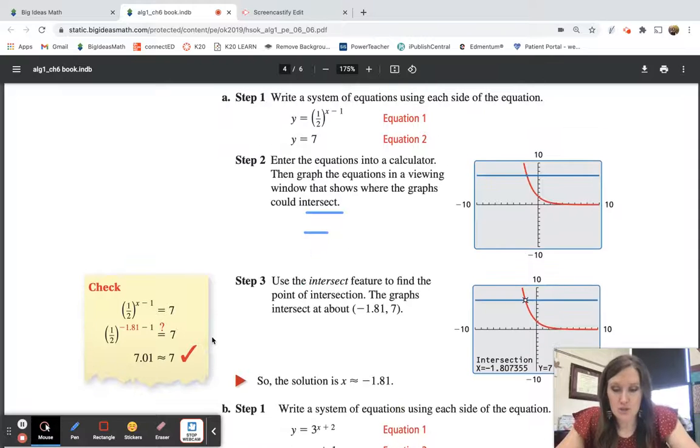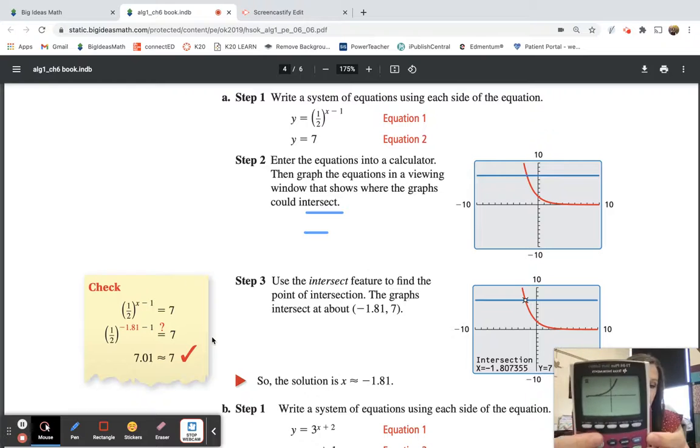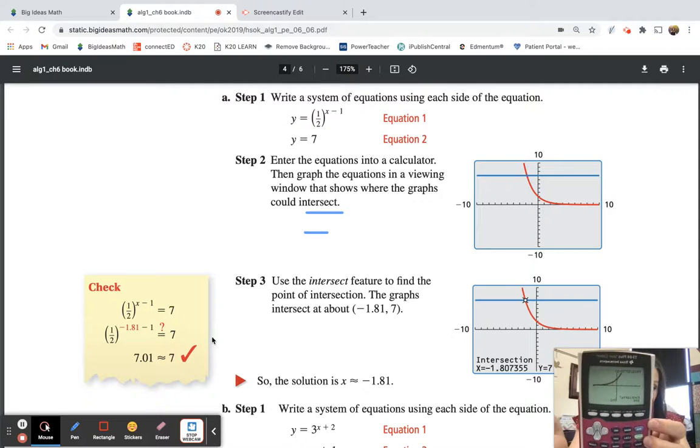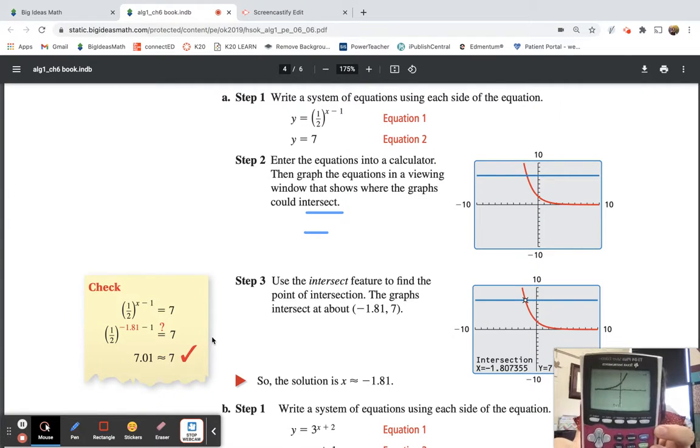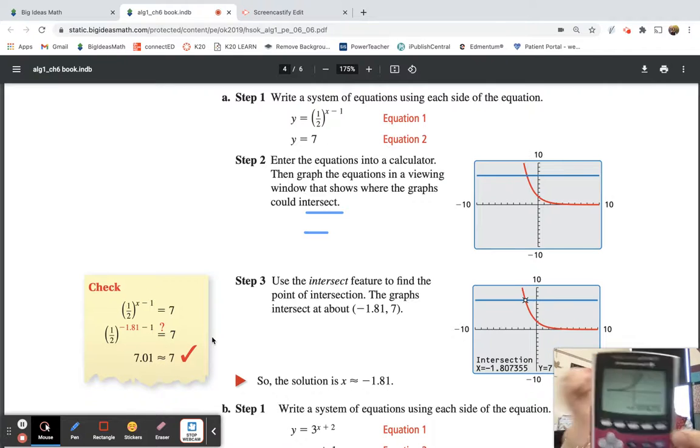Okay, so what you're going to do, now you're going to hit the blue second button and hit the button that says calc up above it in blue, or the trace button. It's going to pull up a menu. We need the intersection, so you can hit the down arrow to that, or you can just hit the number 5. And it's going to pull this up. It's going to say first curve, question mark, hit enter. Second curve, enter. Guess, enter. So you're going to hit enter 3 times, and it's going to say it intersects at this. They tell you x and they tell you y.